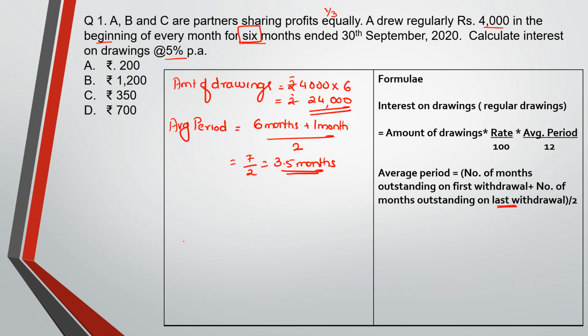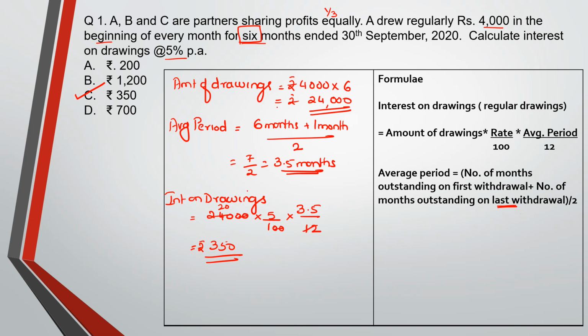Now with this, we just have to compute the interest on drawings using the formula, which would be the total amount of drawing being 24,000 into the rate of drawing being 5 by 100 into average period 3.5 divided by 12. So when you calculate this, you will get 350 rupees. So that is the interest on drawing. Therefore, answer here is C, 350.